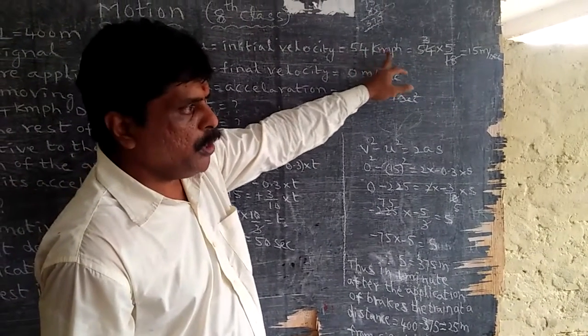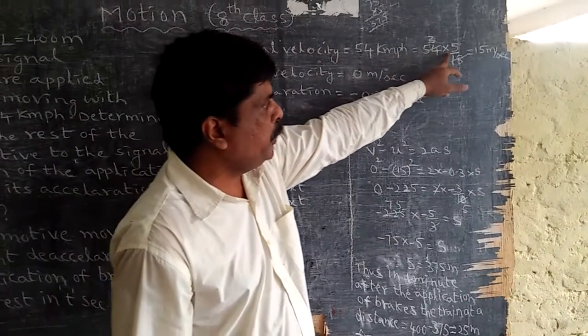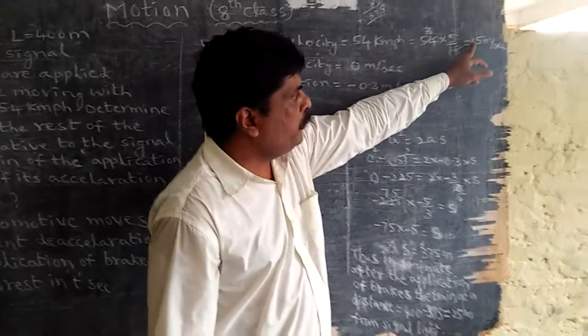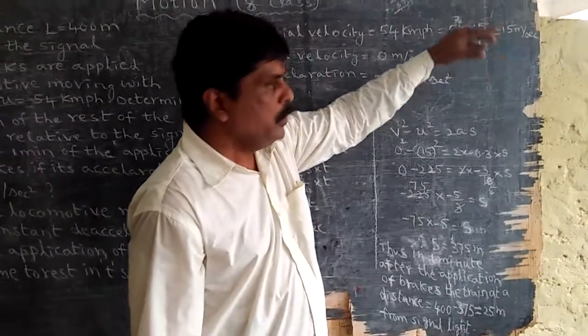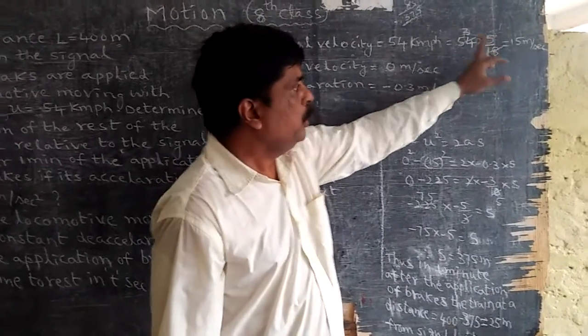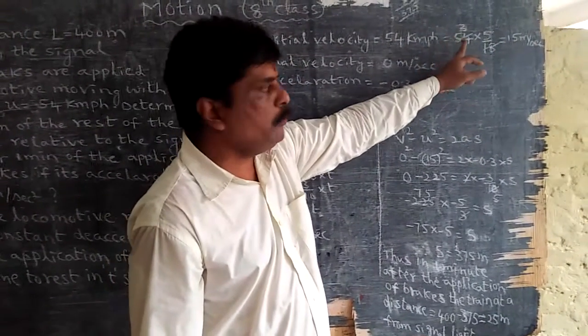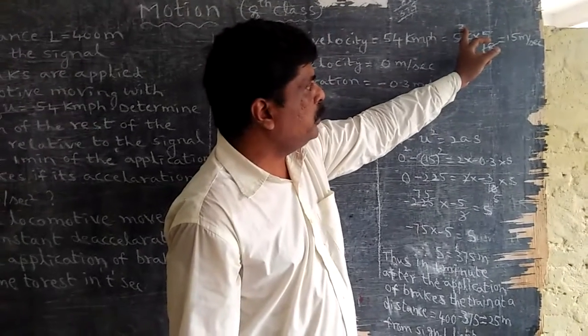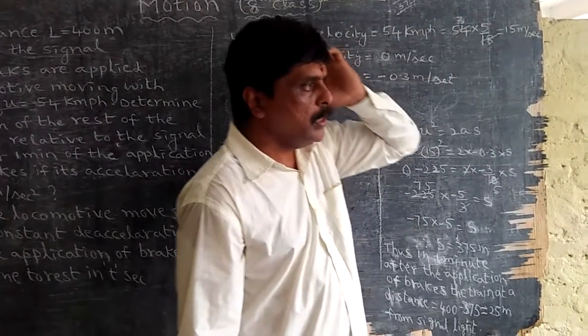It is 54 kilometers per hour. You have to multiply 54 into 5 by 18. 18 threes are 54, then 3 fives are 15 meters per second. So to change kilometers per hour into meters per second, you have to multiply by 5 by 18.